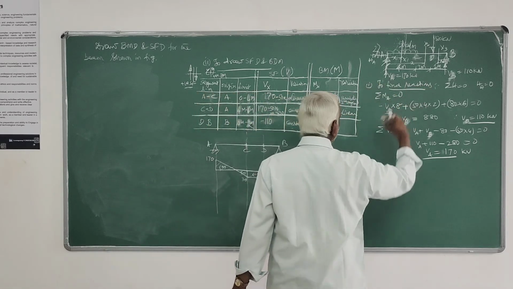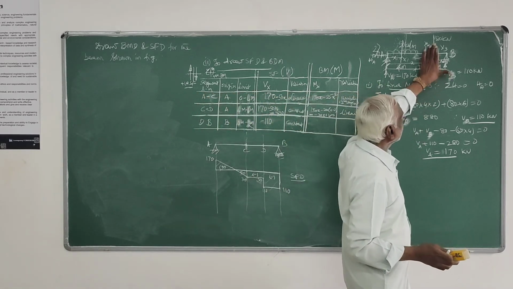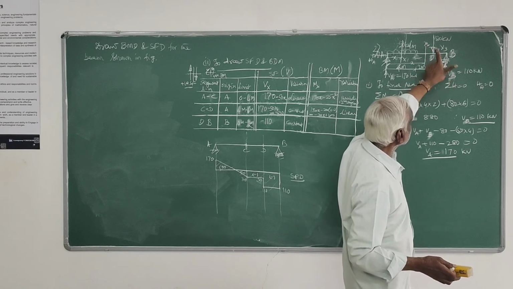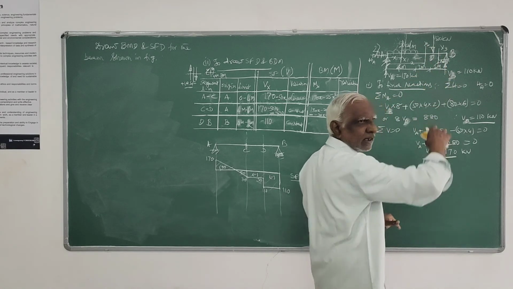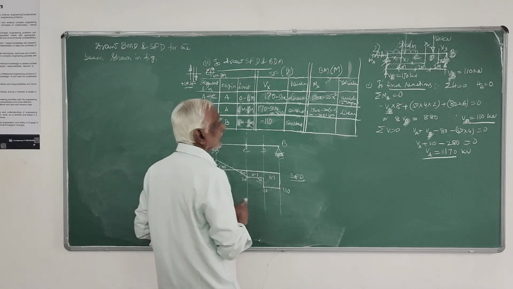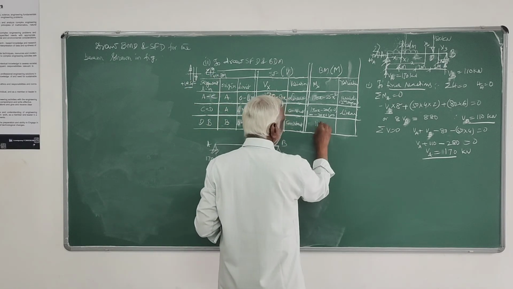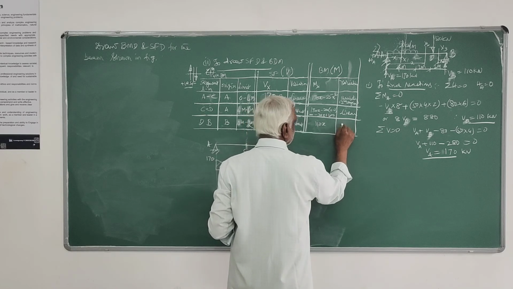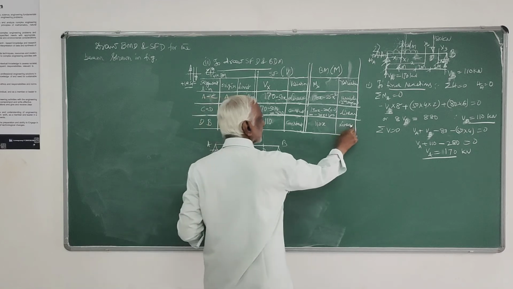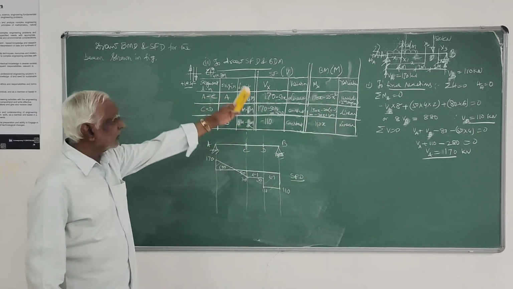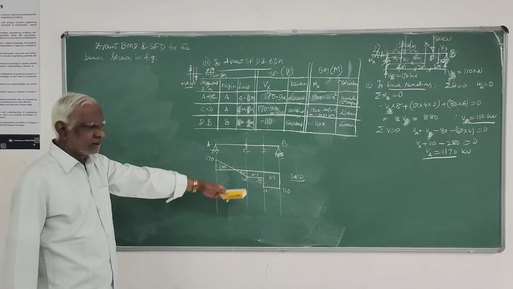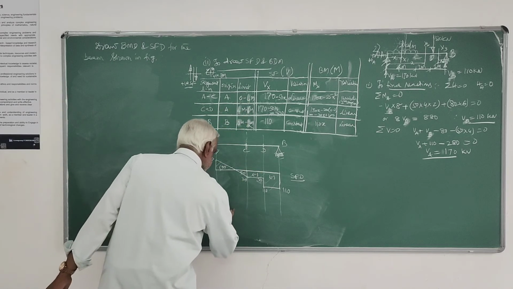Then D to B, I am taking towards the right. So the section moment is 110 into x. Anti-clockwise is positive, so that is 110x. So this is again linear. So I have found out the bending moment variation and shape. Now you can plot.